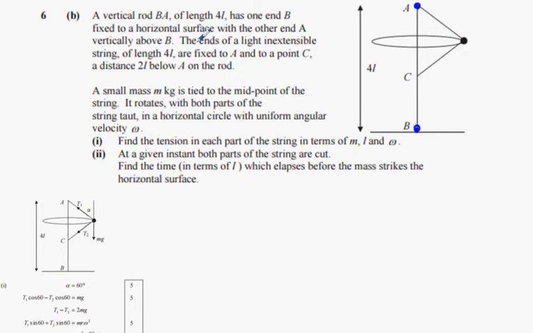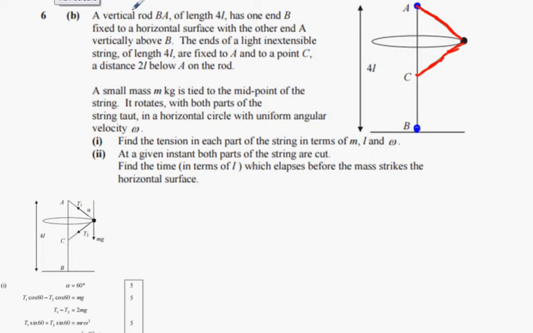Now, the ends of the light inextensible string, when we're talking about the light inextensible string, we're talking about this red part here. It's one string, not two strings, okay? And its length 4L itself are fixed to A and to a point C, a distance 2L below A on the rod. So this means the following.